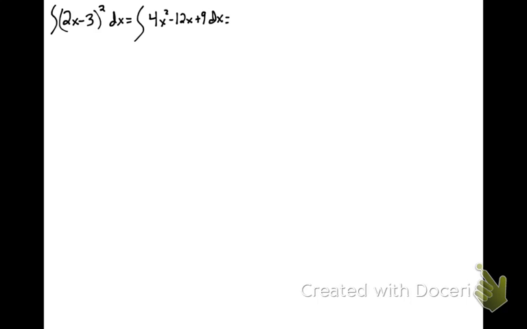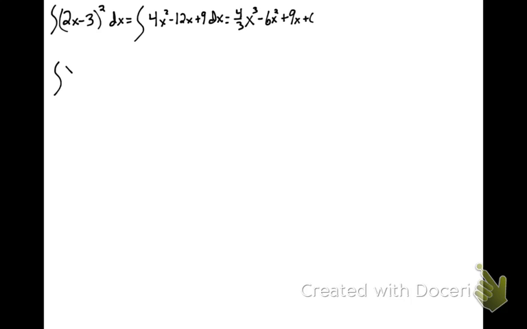Right? So this will become, when we integrate, 4/3 x cubed minus 6x squared plus 9x plus c. Right, so one option is just to expand something and then integrate using the power rule. We could see something like this.